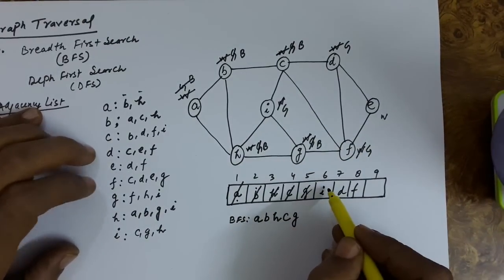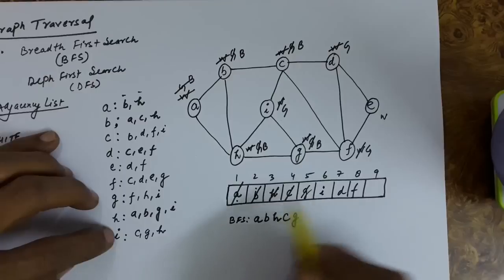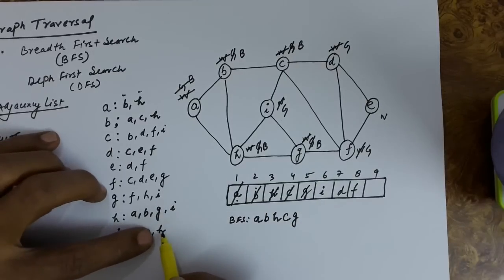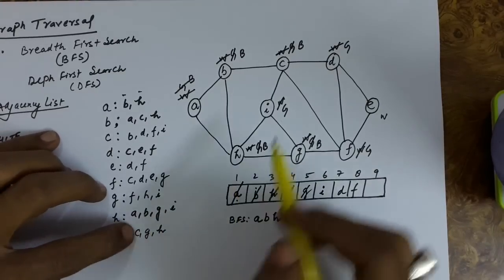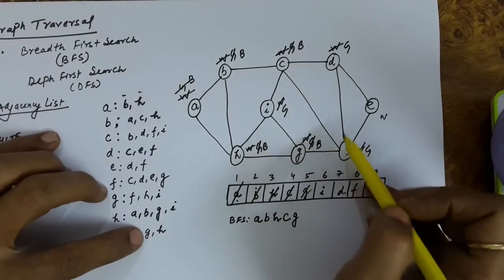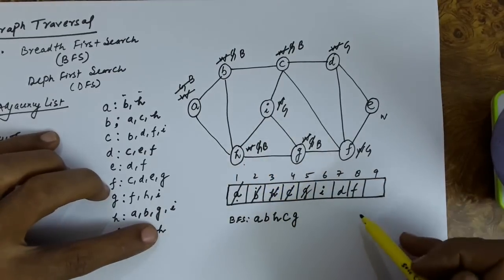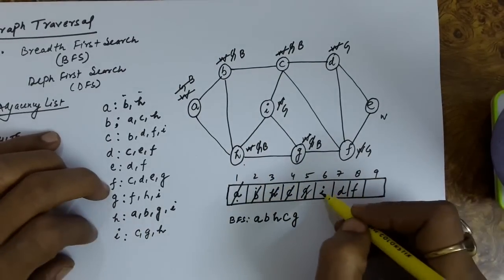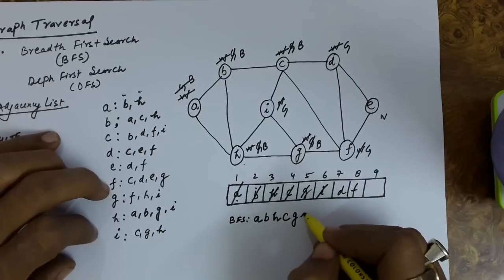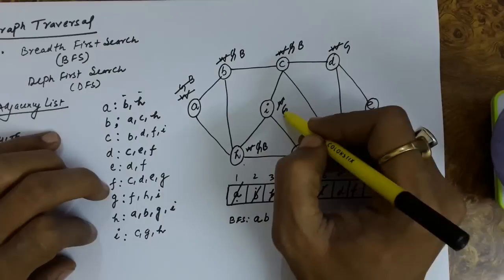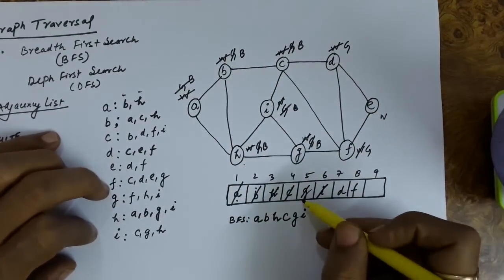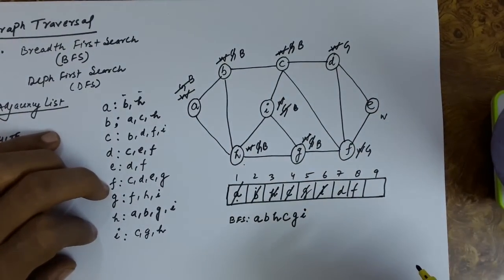Next vertex is I. See the connections from I. It has a connection C, G and H. C has a color black, G has a color black, H also has a color black, so none of these vertices will be added in the queue. So we are done with I. Delete I, make its color as black and add it to the BFS sequence.